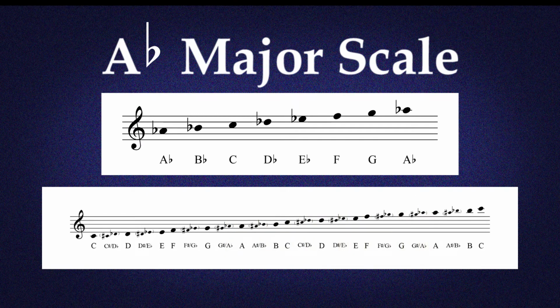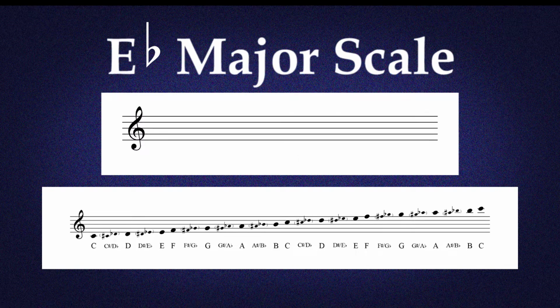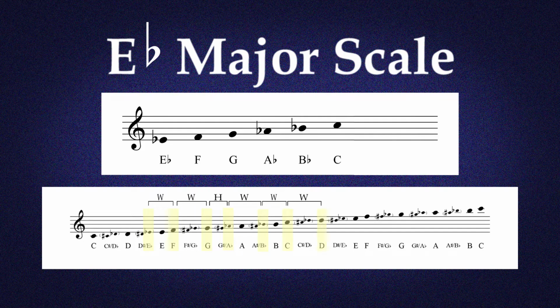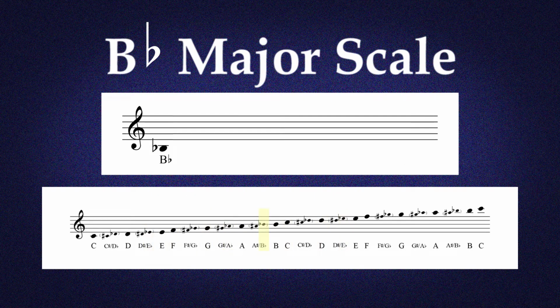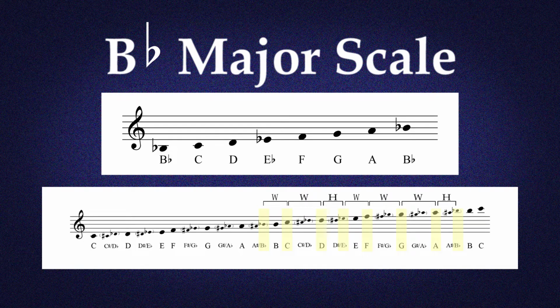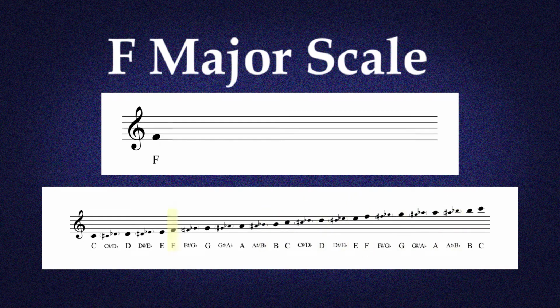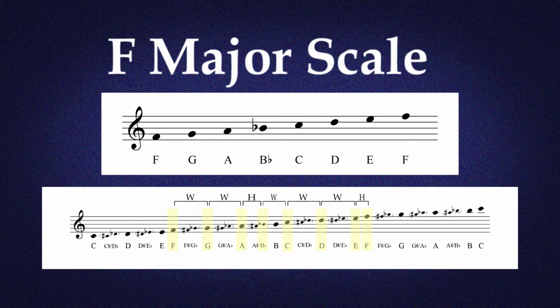If we continue our scales from the second tetrachord, we would build the E flat scale. E flat, F, G, A flat, B flat, C, D, and E flat. Next is the B flat scale. B flat, C, D, E flat, F, G, A, and B flat. Then the F scale. F, G, A, B flat, C, D, E, and F. Then finally we get back to the C scale where this whole thing started.